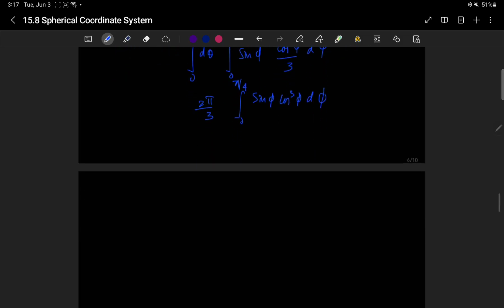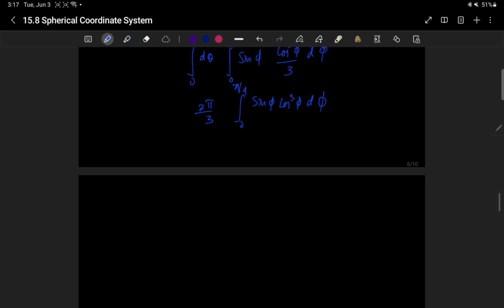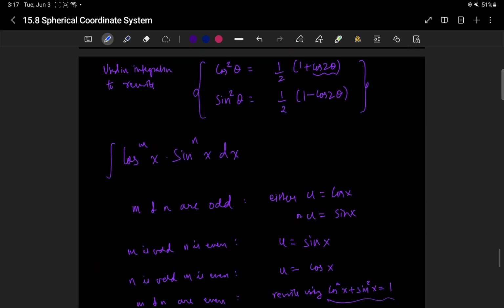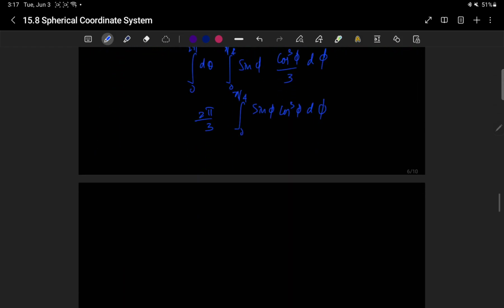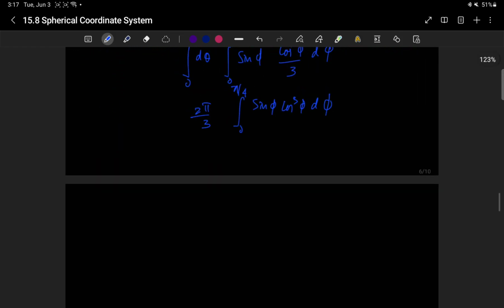Now whenever you have a mixture of sine and cosine in an integral, you will have learned a result about cosine to the power m and sine to the power n. I have it summarized over here. You can take a look in the notes. But the idea is if I use u equals, say, cosine phi, this will work out because du will take care of the sine phi. So I get 2 pi over 3, cosine 0 is 1, and cosine pi over 4 is 1 over root 2.